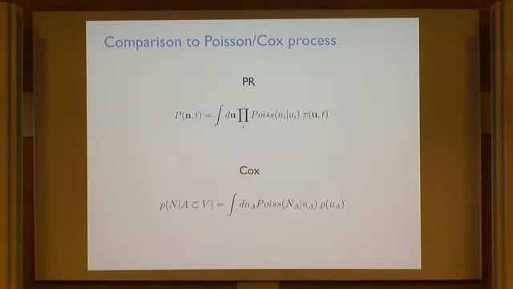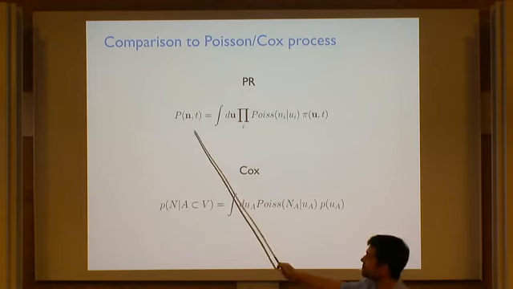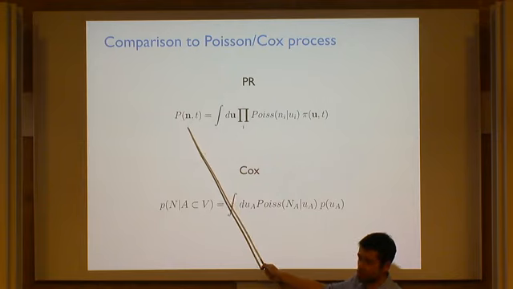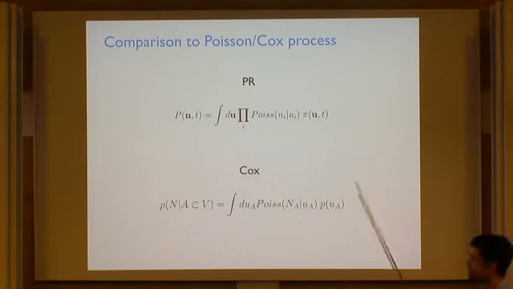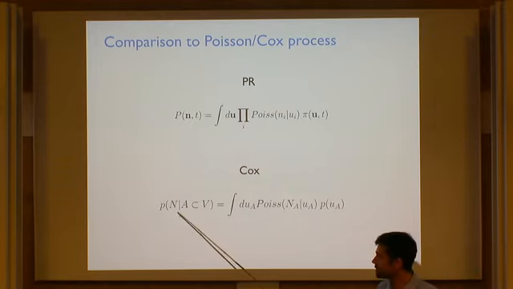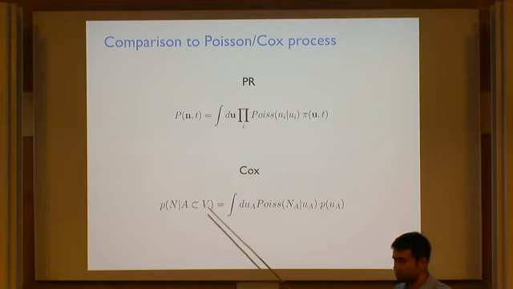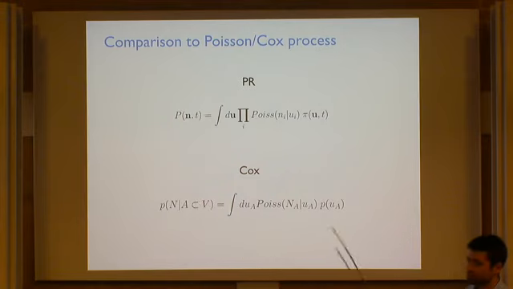We saw two equations which looked very similar, one for Cox processes and one for the Poisson representation. As you said, the Poisson representation writes the probability of a certain number of particles in the system as a mixture of Poisson distributions. And when we looked at the number of points in a certain subregion in the Cox process, this was a mixture of Poisson distributions. So it looks very similar and suggests that there's a connection, right?